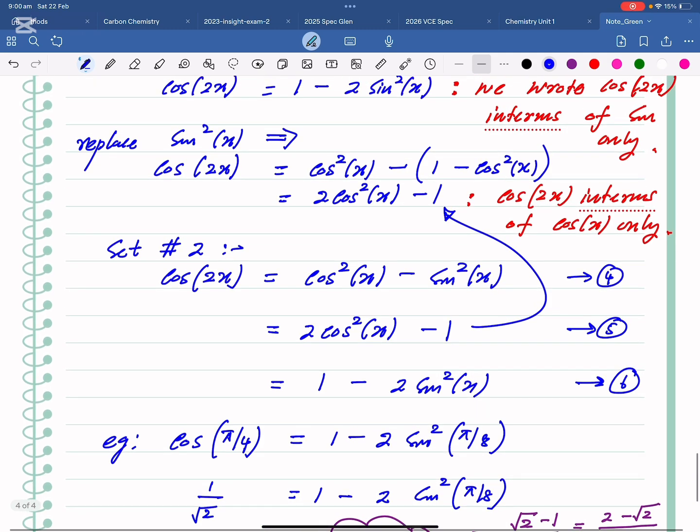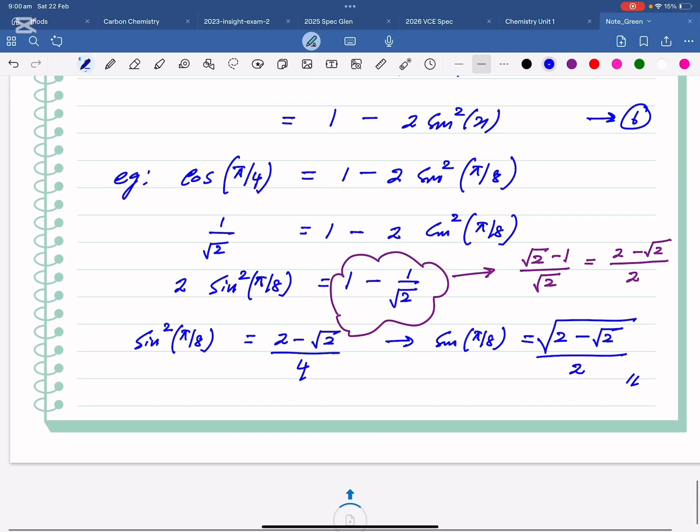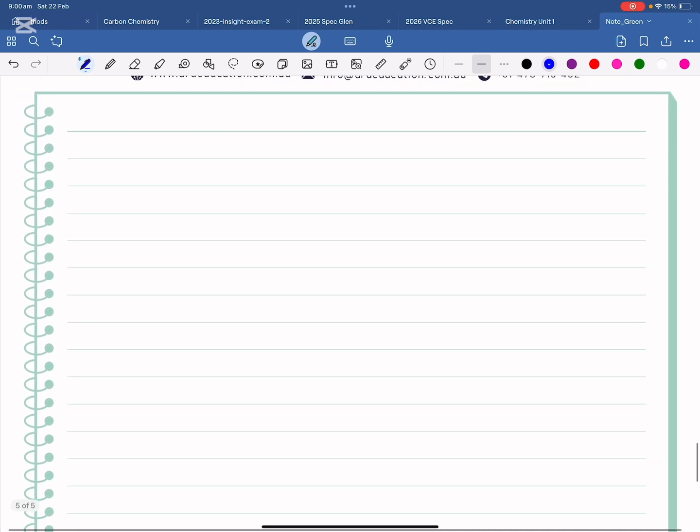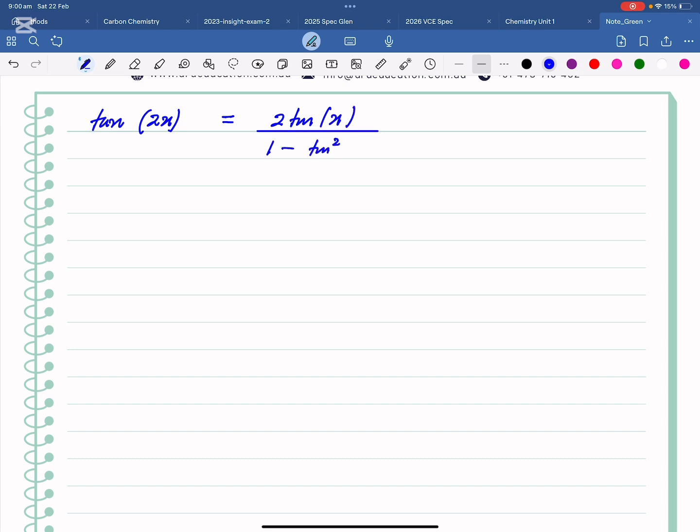So now we understood sine 2x and cos 2x. The next one is tan 2x. Again, this is given to you. This is 2 tan x divided by 1 minus tan squared x. So this is given to you. No problem.